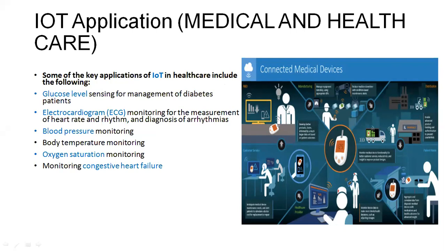Medical applications are used in blood pressure monitoring, oxygen saturation monitoring, and congestive heart failure. These are some important primary IoT applications for medical and healthcare, like glucose level sensing for the management of diabetes, or ECG monitoring for the measurement of heart rate and rhythm. So these are some important applications of medical and healthcare.